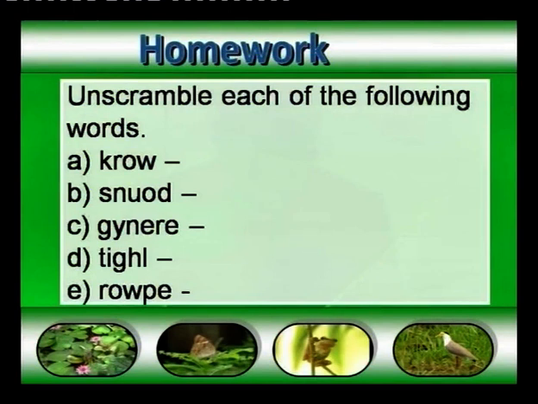The instruction reads, unscramble each of the following words. And you have 5 words there. Okay, let's look at letter A. What is the correct word? Emmanuel, thank you. Whack. The correct word there is whack. Okay, that's the correct answer.